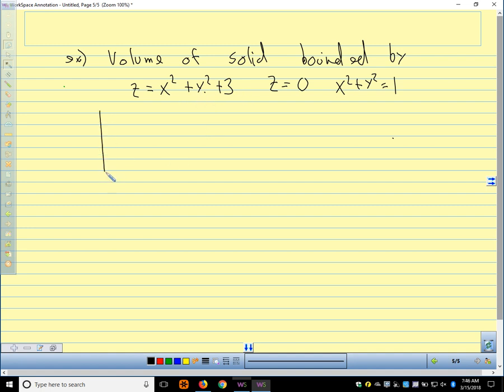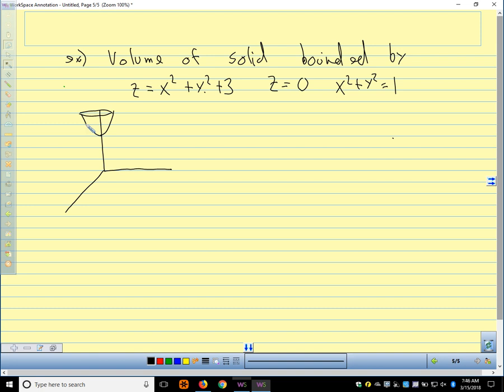So if we were to sketch a graph, we have this paraboloid up here. Z equals 0. What is that? Which plane? The xy plane. So we're bounded below by the xy plane. What is this? X squared plus y squared equals 1. The region is a circle. That's a cylinder, right? So this is our region in the xy plane.